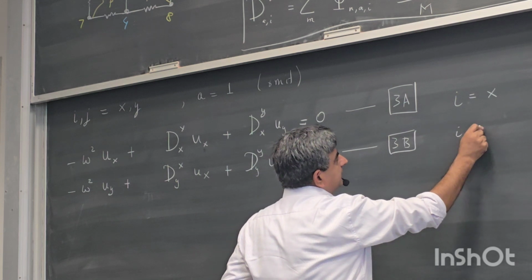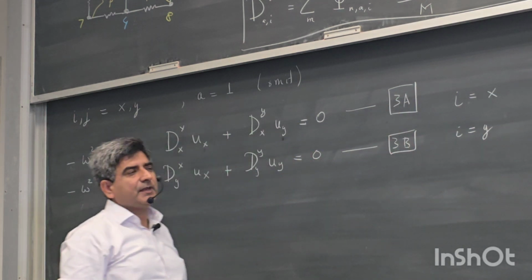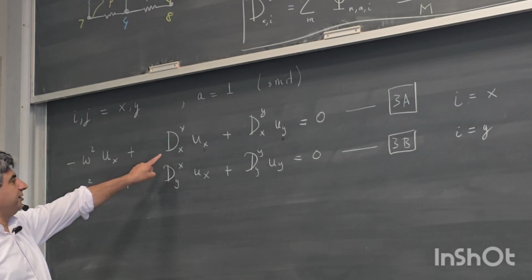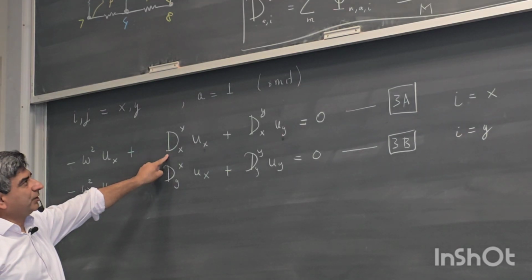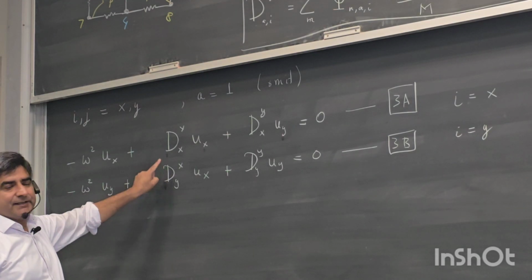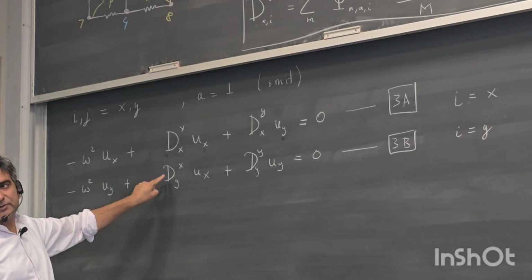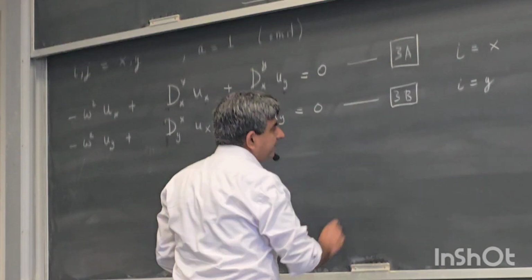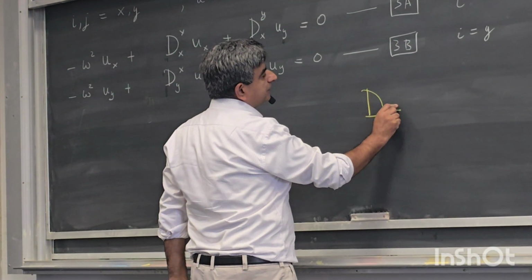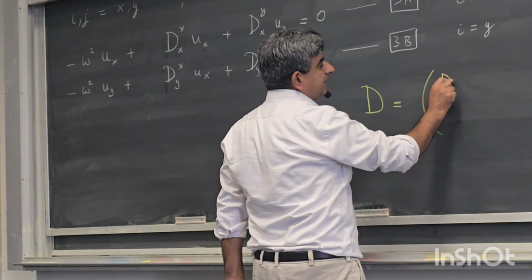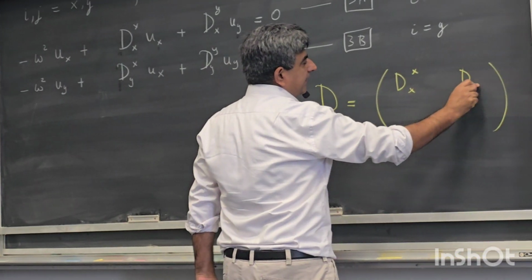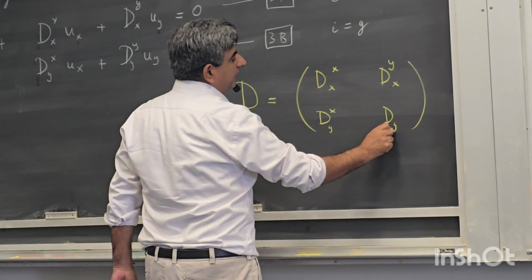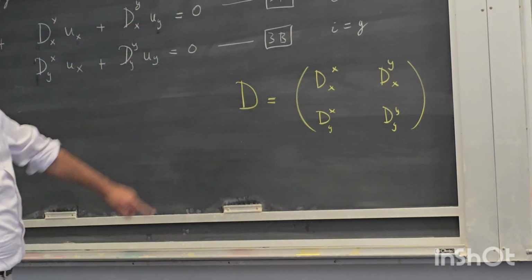Here I equals y. So these are the two equations that we wish to solve, and we also wish to find out what these d's are. These d's are the elements of the dynamical matrix. So D is a matrix whose elements are dxx, dxy, dyx and dyy, and these elements are given by equation number 3.